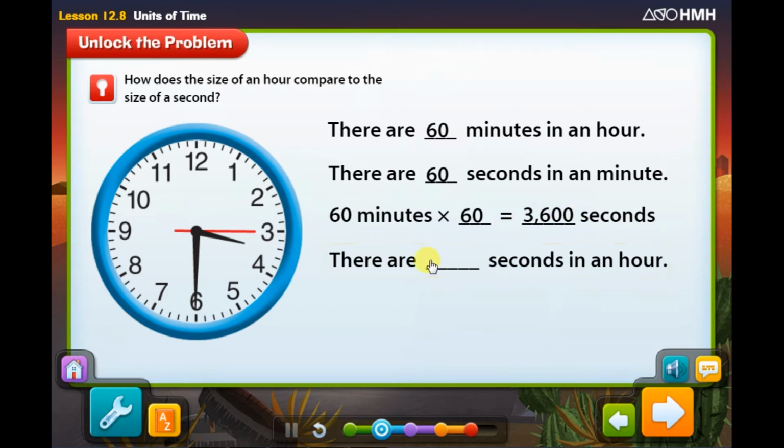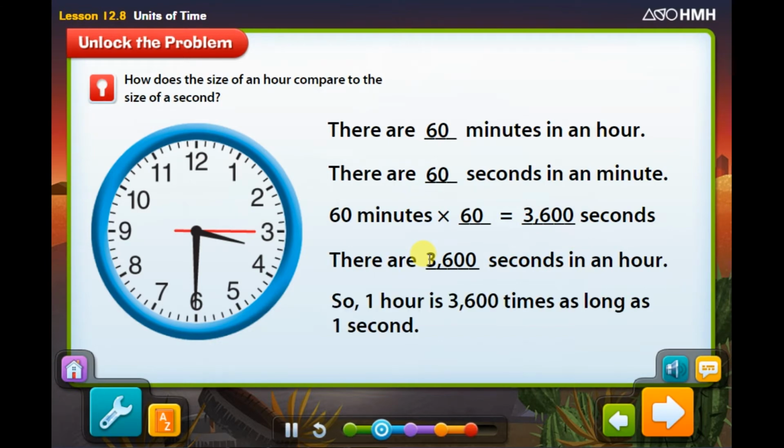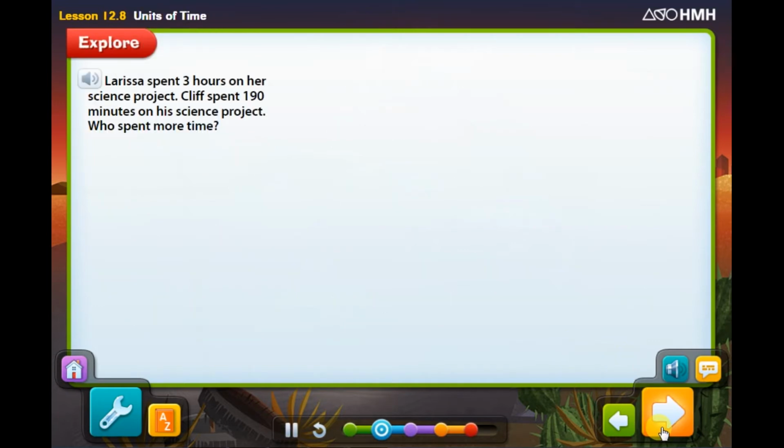Right? So the answer will be the same, 3,600. There are 3,600 seconds in an hour. So 1 hour is 3,600 times as long as 1 second. Now you know the relation between the hour and the seconds. Each 1 hour has 60 minutes and each minute has 60 seconds. So if you multiply 60 by 60, you can find what is the relation between the hour and seconds. You can convert hours to minutes to compare lengths of time.